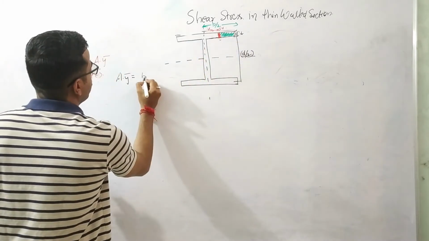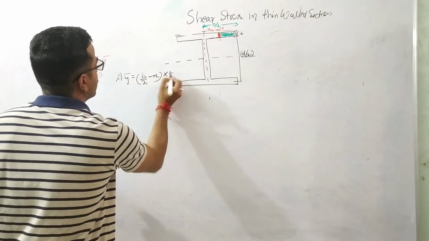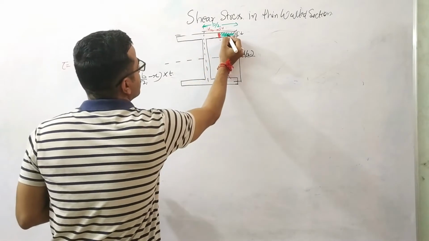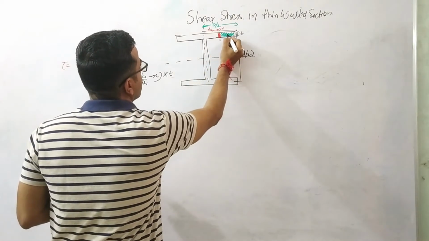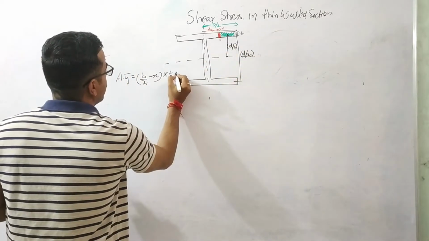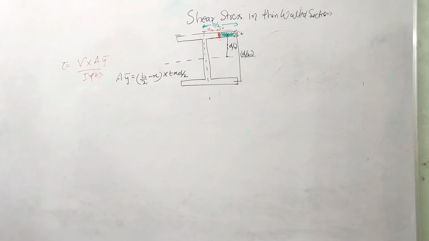So what will be the A y bar in this case? A will be nothing but (b by 2 minus x) into t. This is A, and y bar is the centroid of this portion from the neutral axis. The neutral axis will be at d by 2, so it will be into d by 2. So this is our A y bar.